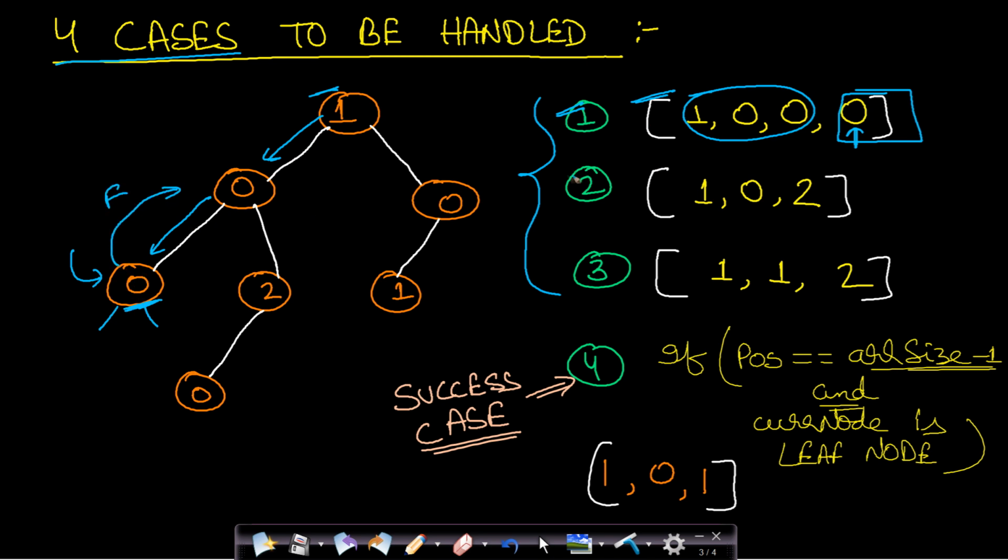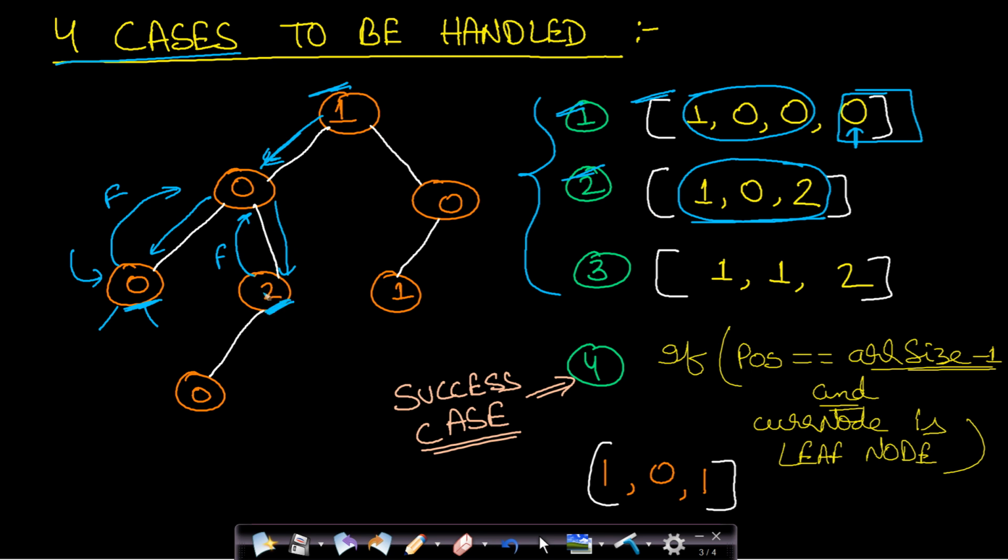Now for the second case, let us say we want to find a path 1 0 2. We start at this 1, go to this 0, and then go to this 2. Now all our array elements have been covered, but this 2 is not a leaf node. Whenever all the elements are covered and this is not a leaf node, we just return false, saying that there cannot be a path starting from this root node and following this path including this 2.